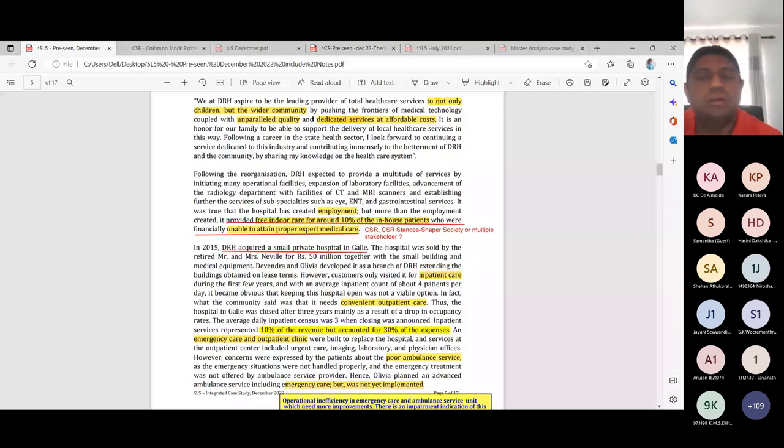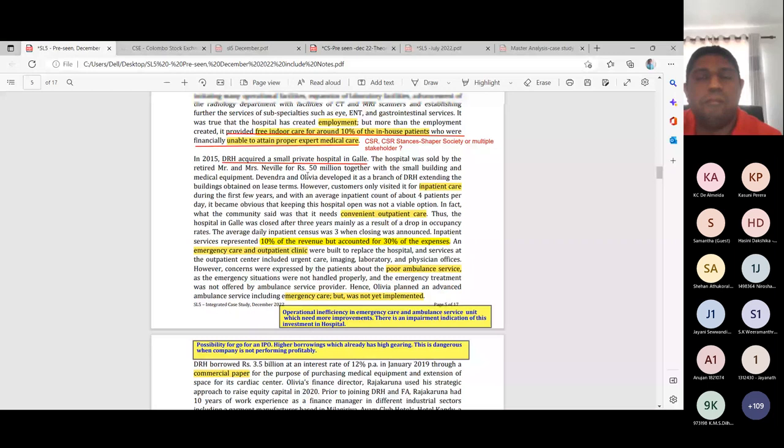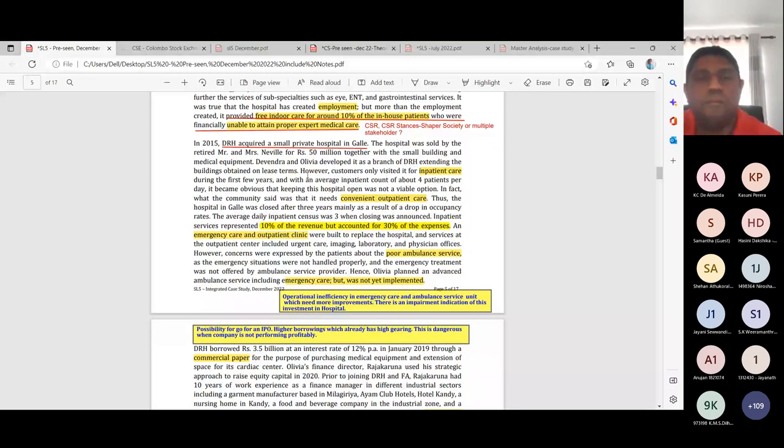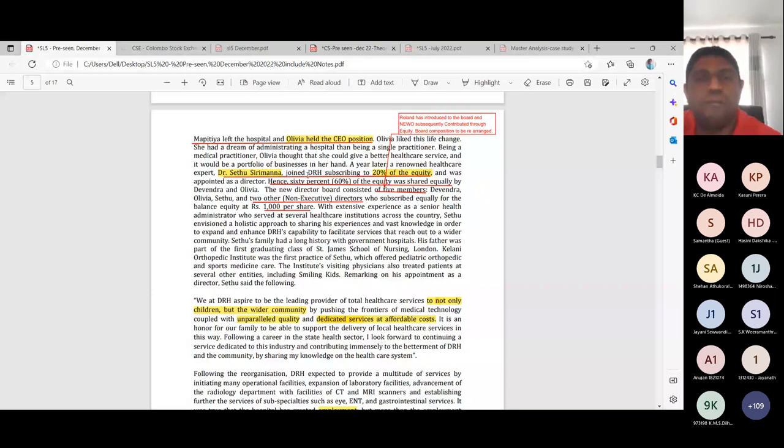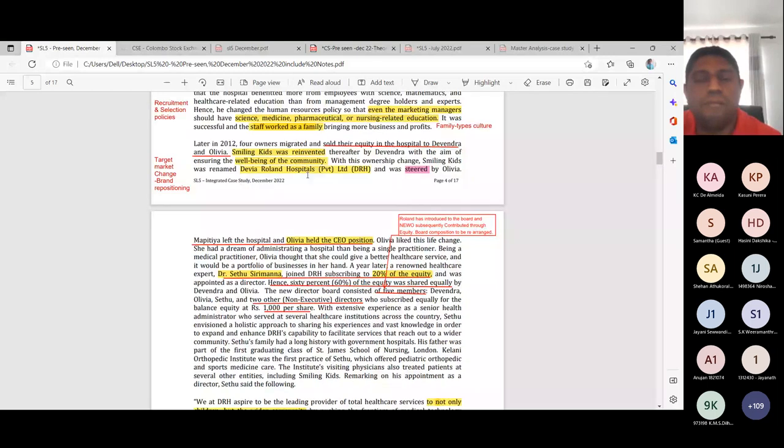A small point. Mapitiya being the most appreciated CEO, with the change of ownership he left the company. Would it give an idea about the management style of this Fabian family? Does it look like they are not much into corporate governance and are on to their own missions or something? Is there any indication on that?